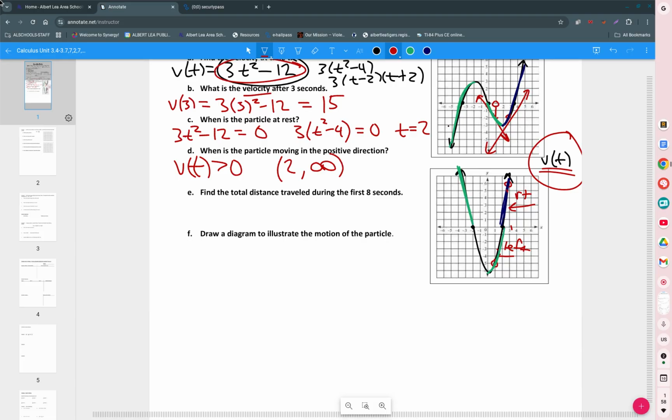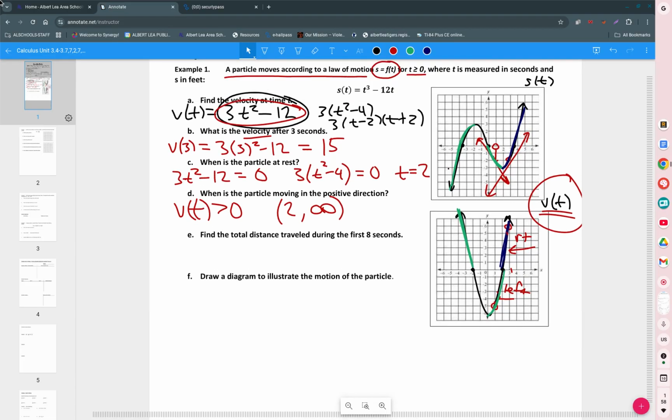Okay, so we all can agree as we look back at this that you know how to take the derivative, you know how to plug in 3, you know how to set it equal to 0, and you know how to look for where it's positive. We all agree? So then let's put it all together right now. It says, find the total distance that the particle has traveled during the first 8 seconds, and also diagram and illustrate the motion of the particle.